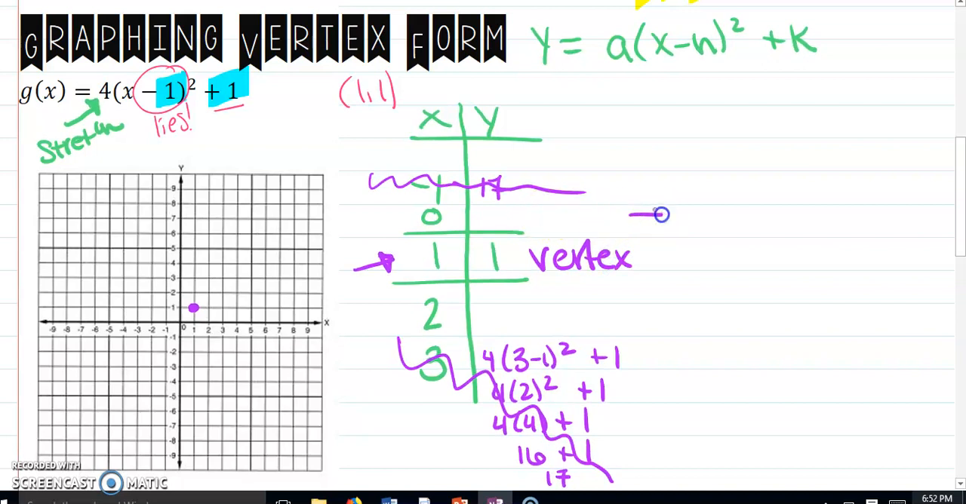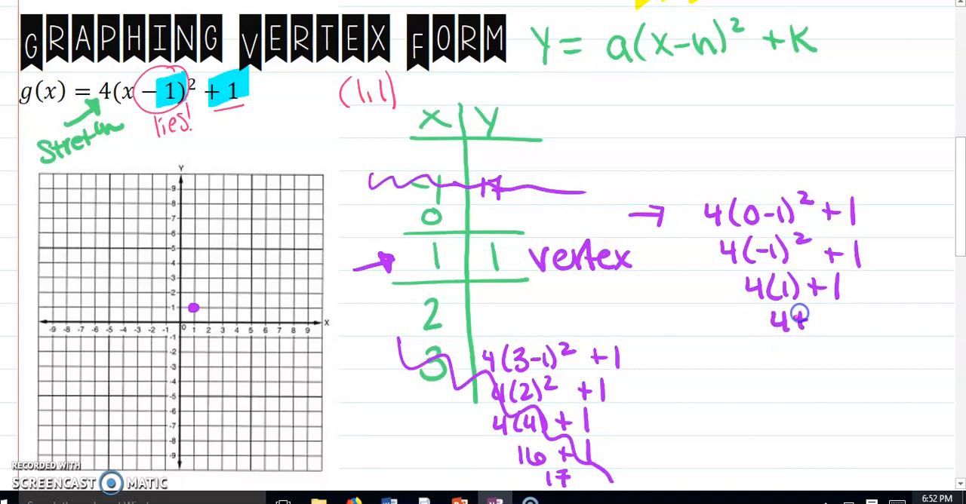All right, let's plug in 0. 4 times (0 minus 1) squared plus 1. 0 minus 1 is negative 1. Squared is 1. Times 4 is 4. Plus 1 gives us 5. So that's actually a good point. And we get (0, 5) and (2, 5). So you can see that the next point after the vertex is already really far away. And we have a very skinny parabola because the size of the normal parabola was multiplied by 4.